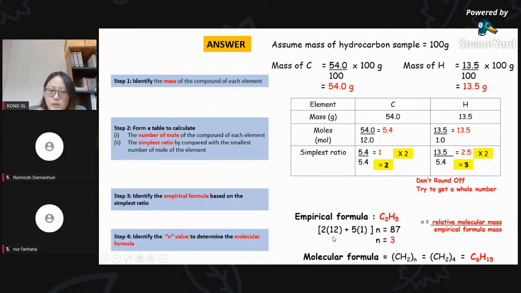Okay, what is the molecular mass for C2H5? 2 times 12 plus 5 times 1, so 29. So you calculate and then n you get 3. So n equals relative molecular mass over empirical formula mass, equal to 3. So you times 3. Sorry, there is a mistake over here. Just ignore. So the final answer is C6H15. Always remember, don't round off.